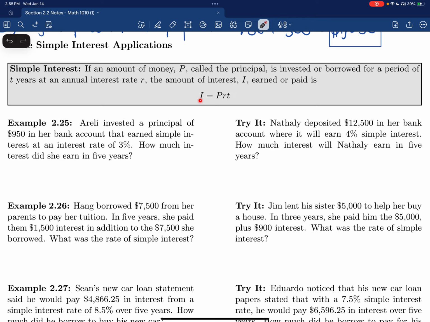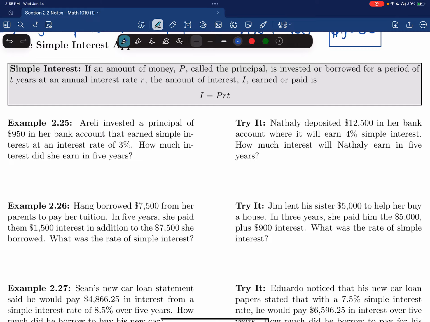I is the interest. That's the amount of money after a certain amount of time that you make. P is the principal. That's the original amount of money that you put into savings, things like that. R is the interest rate. If the interest rate is in a percent, we always turn it into a decimal by moving the decimal place 2 places to the left. And T is time, and time is measured in years. We always have to measure time in years. We can use this formula to compute some simple interest.